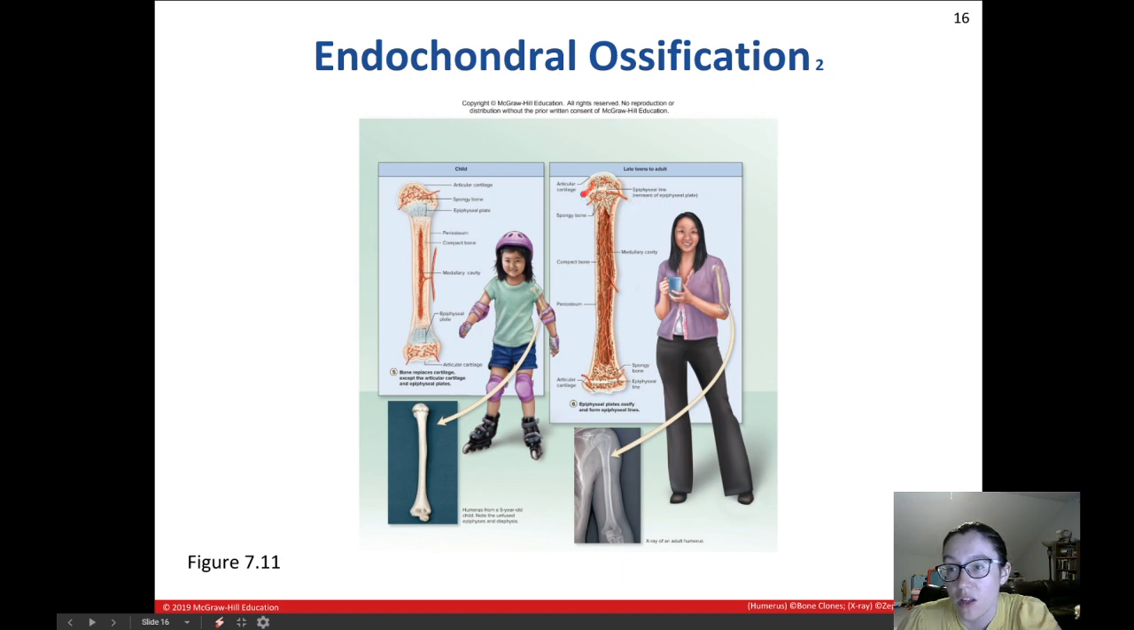So we can see that thick, more compact bone in the middle of the spongy bone here, and that's the epiphyseal line.